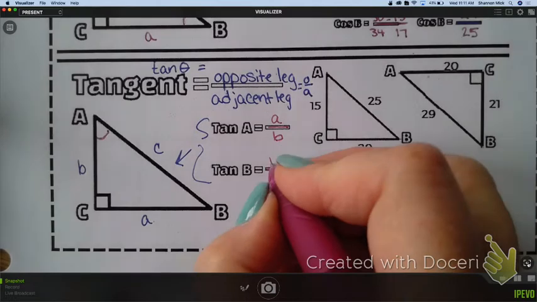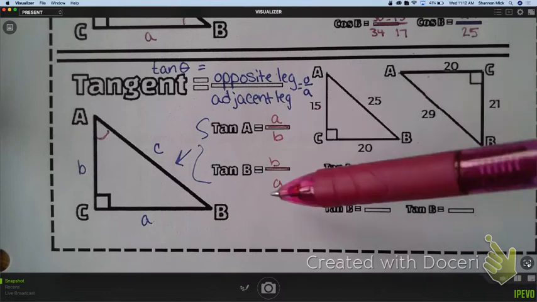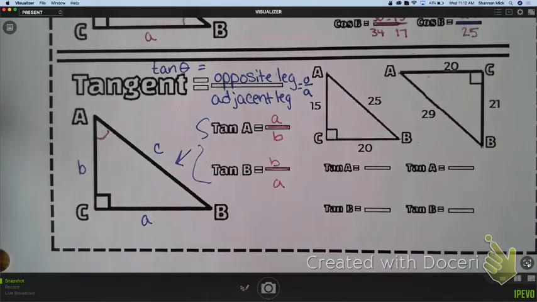B over A. What is the relationship between those two? The flip. What's the math word for flip? Ratio. Close. It starts with an R. Reciprocal. Okay? So they're reciprocals of each other. They're reciprocals because one is the opposite and one is the adjacent of each other, correct?